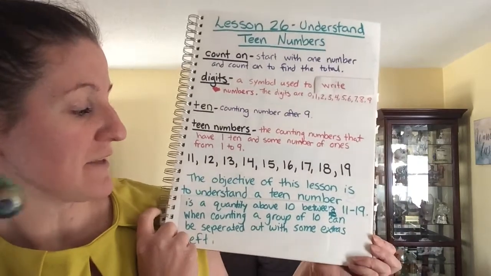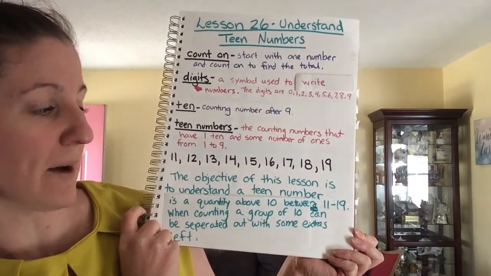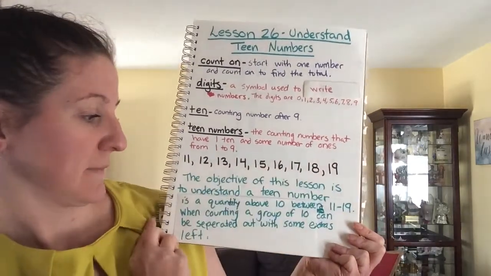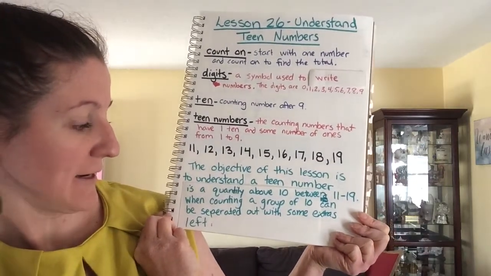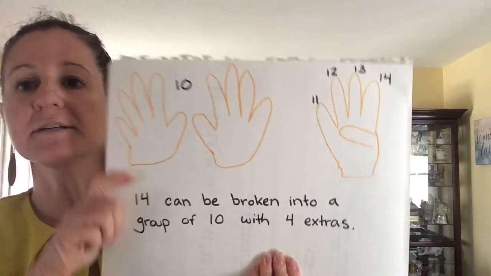The objective of this lesson is to understand that a teen number is a quantity above 10 between 11 and 19. And when counting, a group of 10 can be separated out with some extras left. So I'm going to show you what that means right now. When I'm saying a teen number, I can separate out a 10 and then count on. Here is an example.